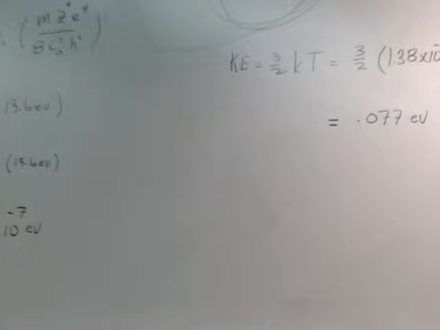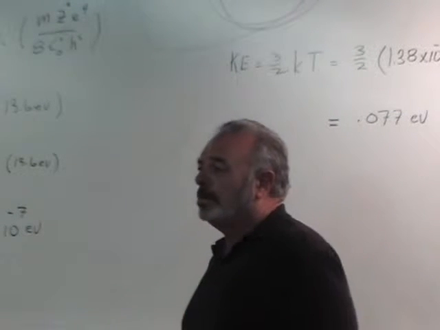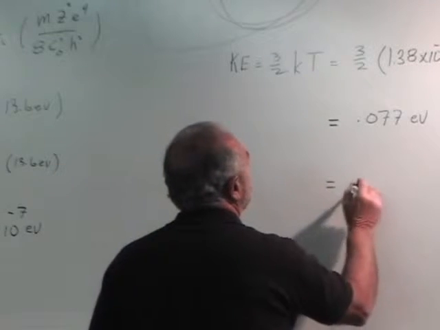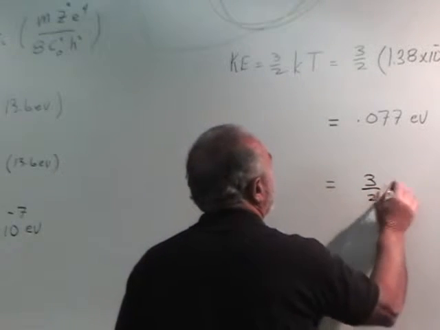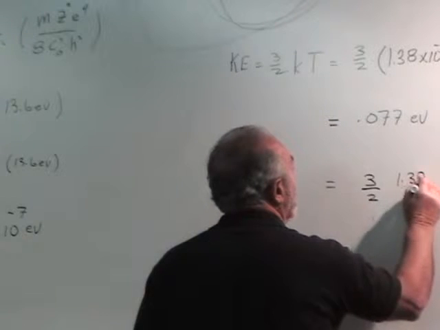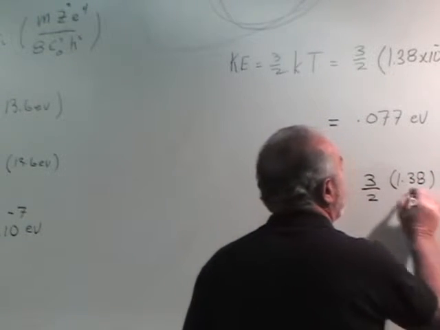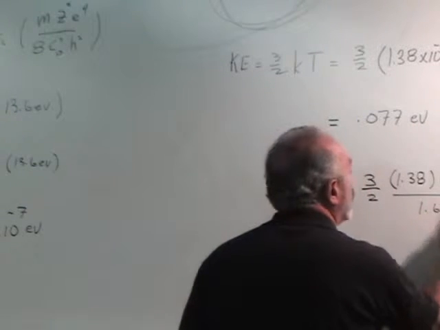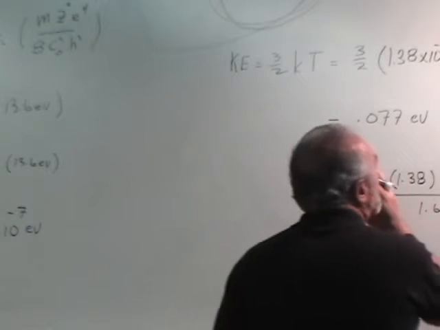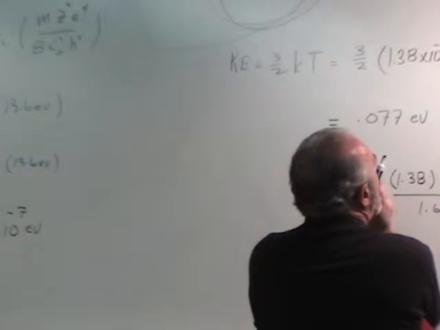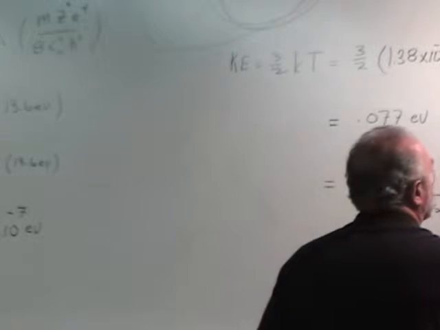What did you get? 0.0477. Is that what you got? Someone else got different. Let's just for the fun of it see here. 3 halves, 1.38 times 300, divided by 1.6 times 10 to the minus 23, and then you bring up 20, so that's minus 4, isn't it?